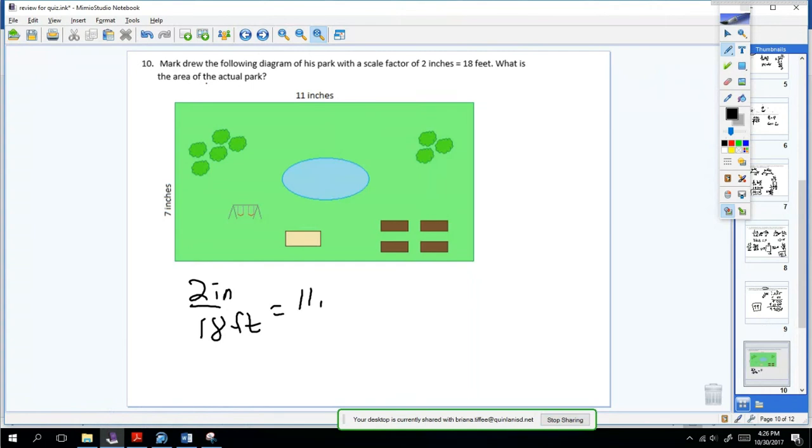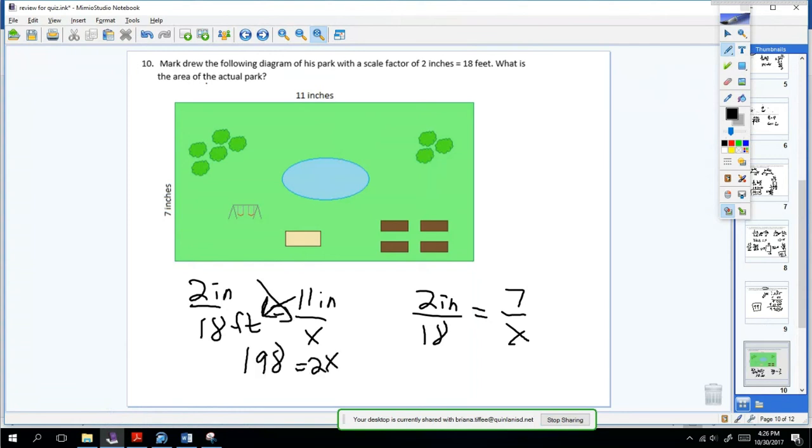So I'm going to convert 11 inches, write that over x, take the same proportion, write that 7 over x, and you're going to cross multiply. So you're going to do 11 times 18. 11 times 18 is 198. 2 times x is just 2x. So then you divide by 2, which is 99. So I'm going to cross through this 11 inches, and you write 99 feet.